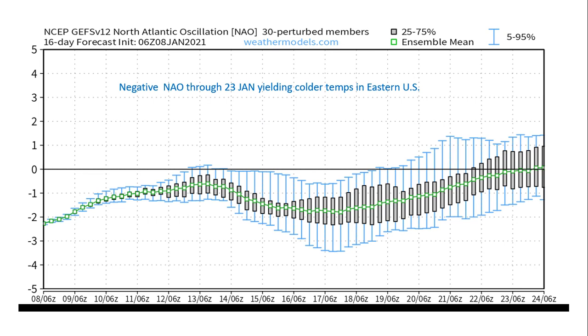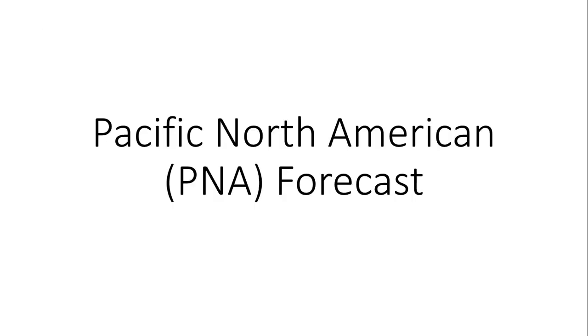And then moving on to NCEP GFS V12 NAO, 30 perturbed members, 16-day forecast out to the 24th of January. Negative NAO is going to be existing through the 23rd of January, and this again is going to yield those colder temps in the eastern United States and that trough. So, just like last week's video, Arctic Oscillation remaining negative as well as the North Atlantic Oscillation.